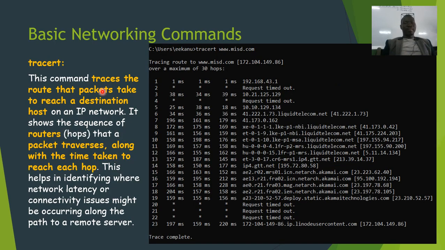Then tracert, or what we call trace route, traces the route that packets take to reach a given destination on a network. It shows the sequence of routers, or what we call hops, that a packet traverses along with the time it takes to reach that network. So here, when I tried to trace route this domain, it took around 220 milliseconds to finish the trace. And these are the different hops, or the different routers, it accessed until it finally completed.